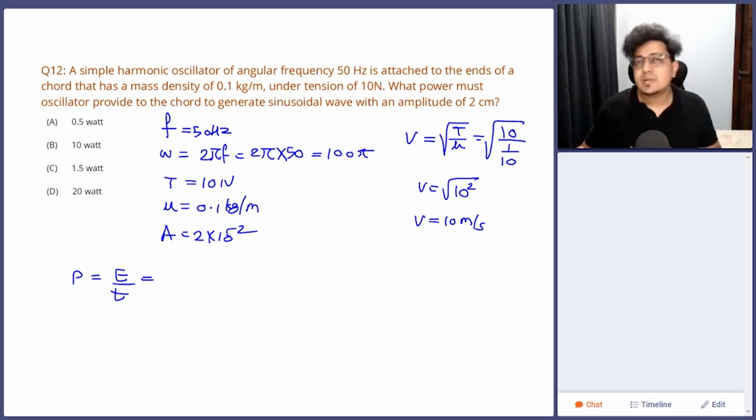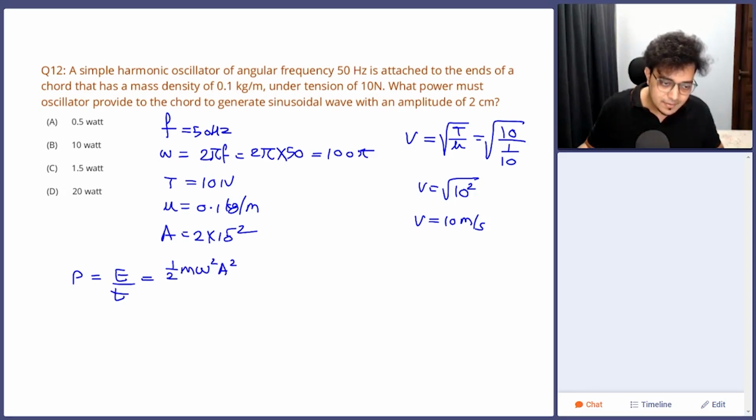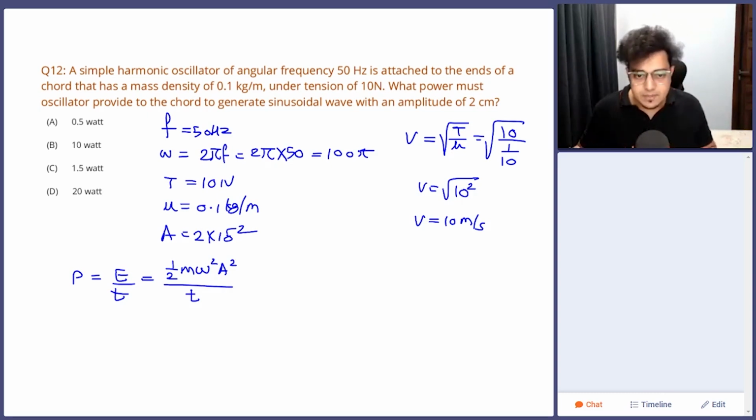So here, if I talk about energy, then energy is which energy? It is energy of oscillation. So in oscillation, if I write down energy, it is half K or half M omega square A square divided by time T. Since velocity of the wave is available, we can write velocity as distance traveled by the wave, let's say d, in the time span T. So T can be replaced as d by V.